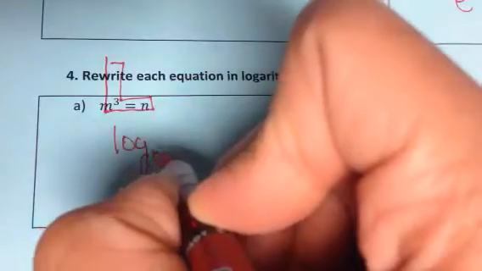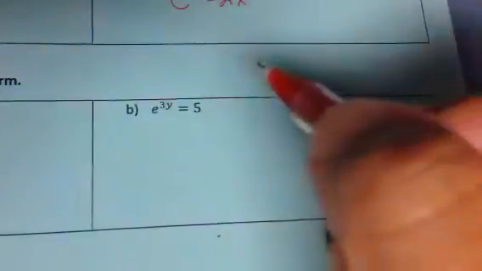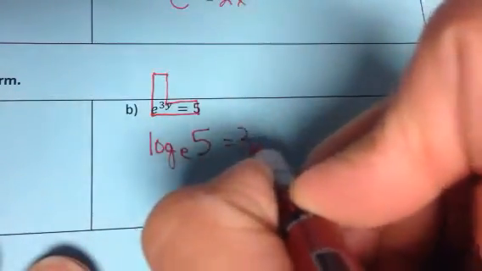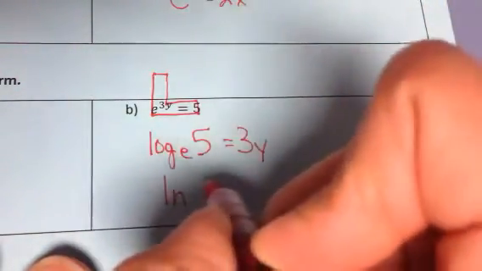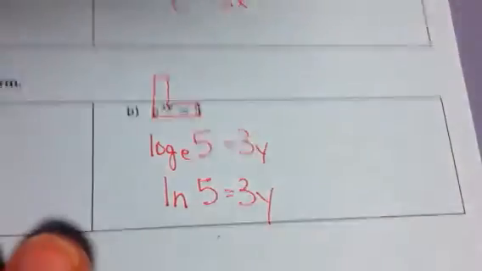So don't forget to write the log. M is little, n is normal sized, equals 3. Over here, same thing. Log e, and then a 5, equals 3y. And if you remember that log e is ln, that's even better, but both answers are fine. So that's the first page of the test review.